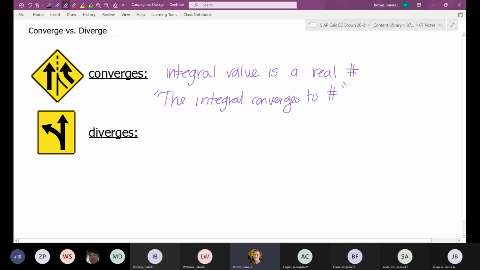Diverging is what we use, like for limits we say DNE, for algebra things we say undefined. We're going to describe integrals as diverging if they do not have a real numbered answer. So we're going to say that an integral is divergent if the integral value is not a real number. The way we're going to answer these questions, we're just going to say the integral diverges.